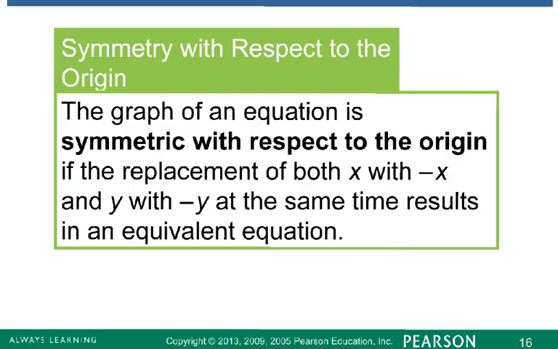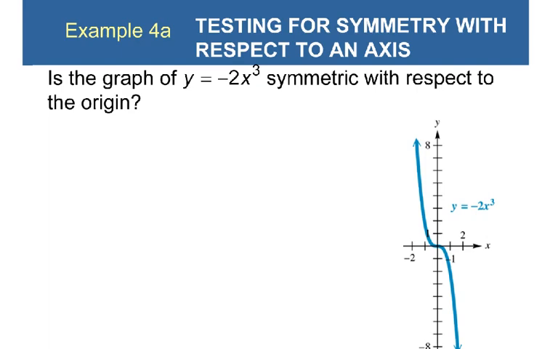Okay, so something that is called symmetric with respect to the origin is when we replace our x with negative x and our y with negative y, kind of like I did with the previous example. And then the result of our equation turns out to be equivalent to the original equation. And that means we have a symmetry with respect to the origin. So let's take a look at this one.